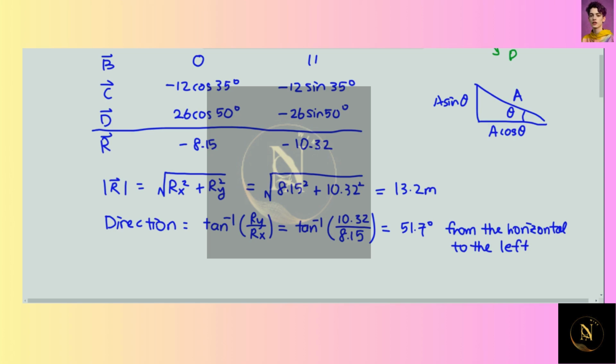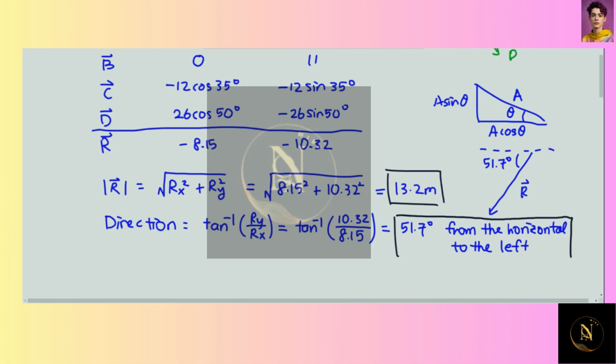Okay, so if you draw the diagram based on the components, it will look like this. This is the R vector, the resultant, and this is 51.7 degrees. So this is the magnitude, and this is the direction. So this is how we find the resultant vector using the components method, and that's all.